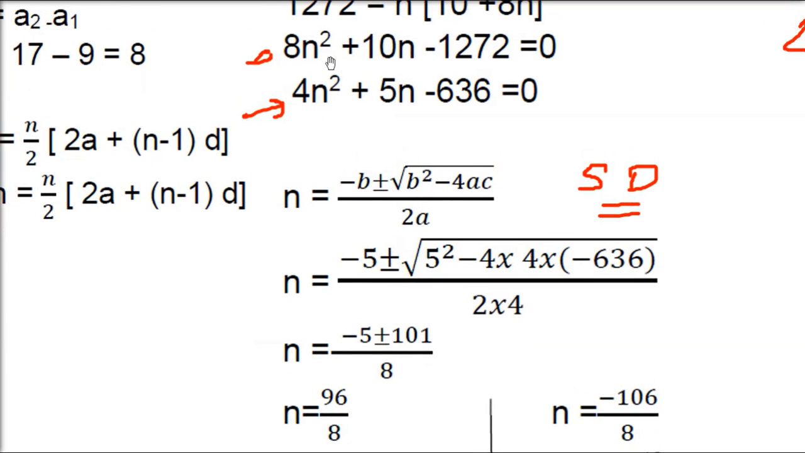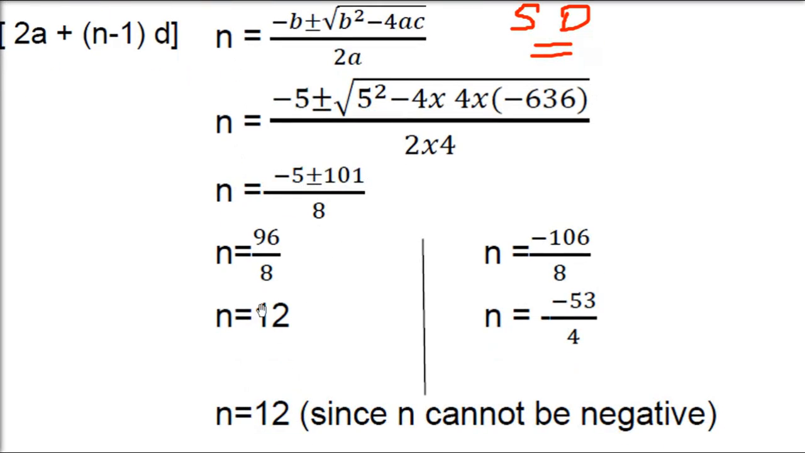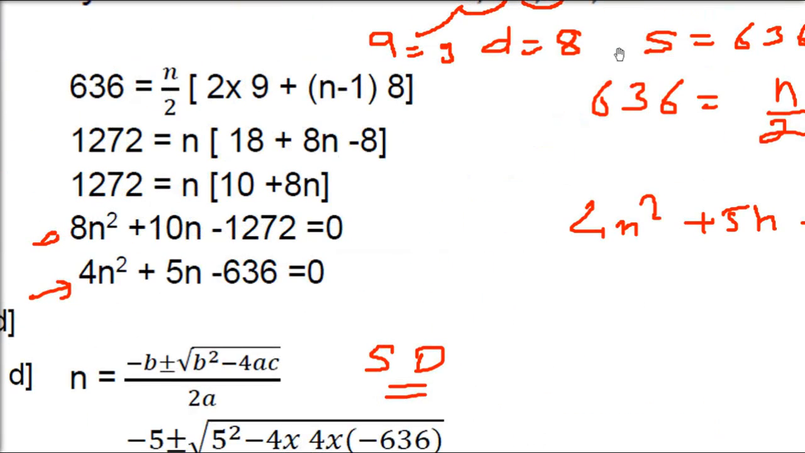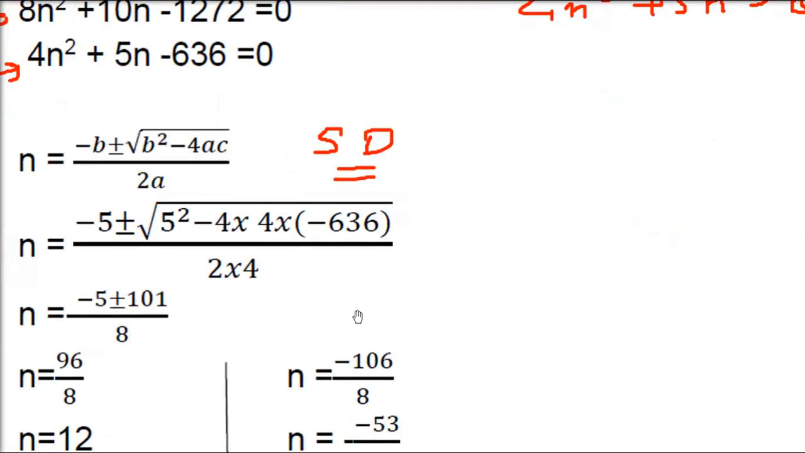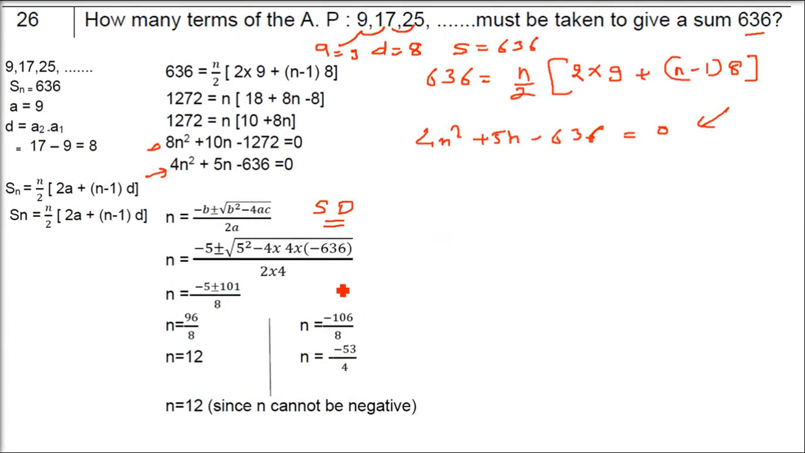Minus b plus minus under root b square minus 4ac, by 2a. Here a is 4, b is 5 and c is minus 636. Now apply it. One time you use plus, one time you use minus. When you use plus, you will get 96 by 8, and with minus, you will get minus 106 by 8. So one time 12, one time minus 53 by 4. n can never be negative, so this is not possible. So n is 12, that is the answer.